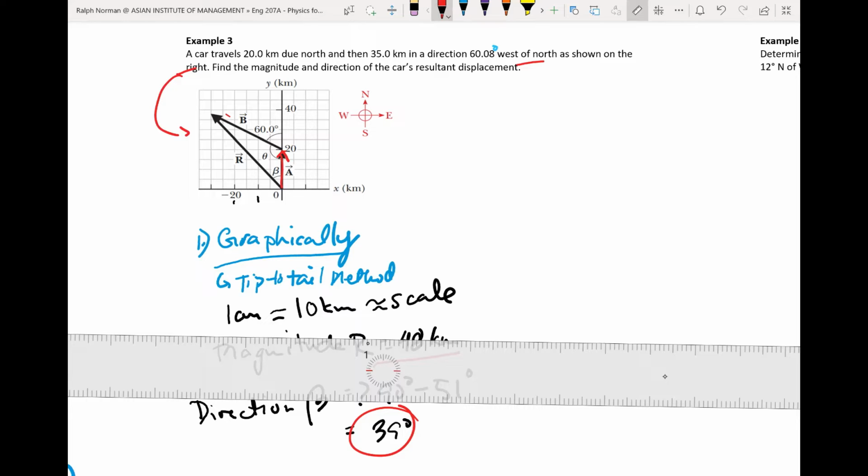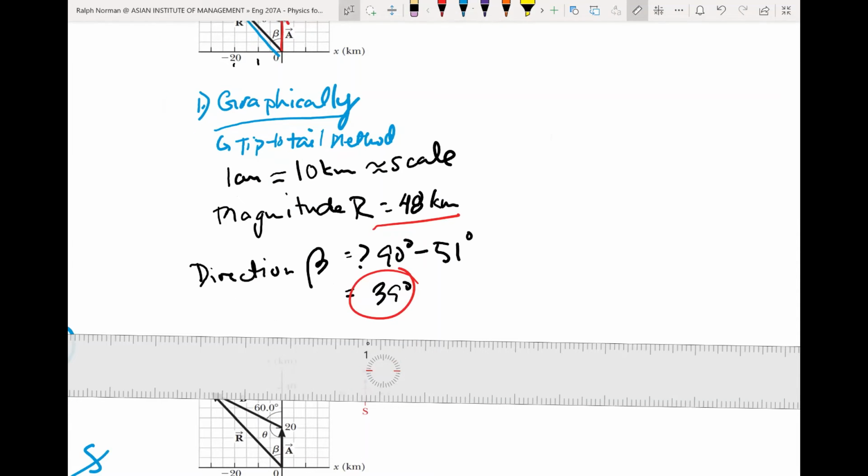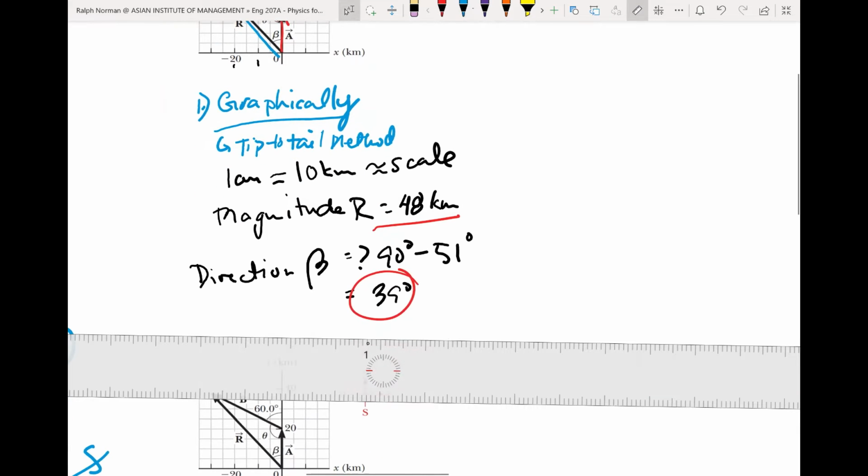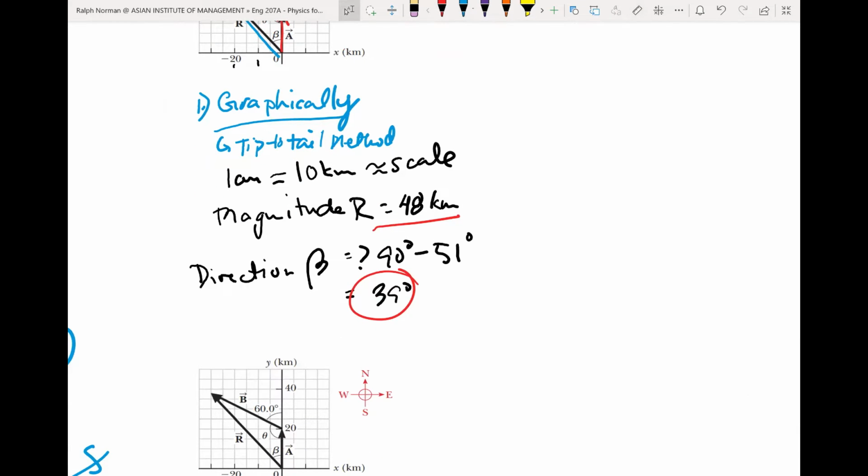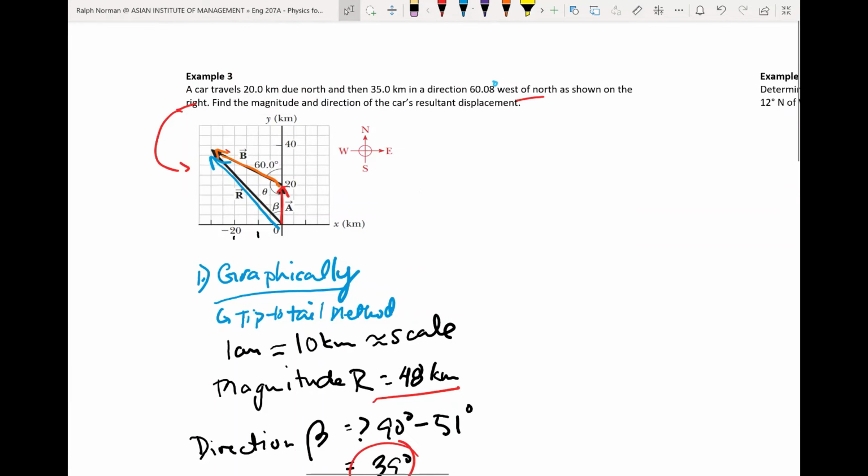So graphically, you just plot that and apply the tip to tail method. You measure A and you measure B. This is what you're after. So you just measure the tail of point A to the tip of point B, and you will get roughly 48 kilometers. And using the protractor, you would get a beta of 39 degrees. But if you're not satisfied with that, we can actually solve this mathematically.